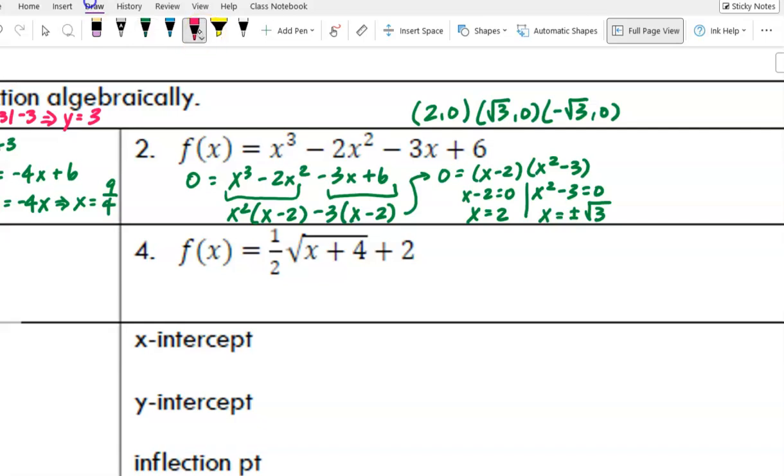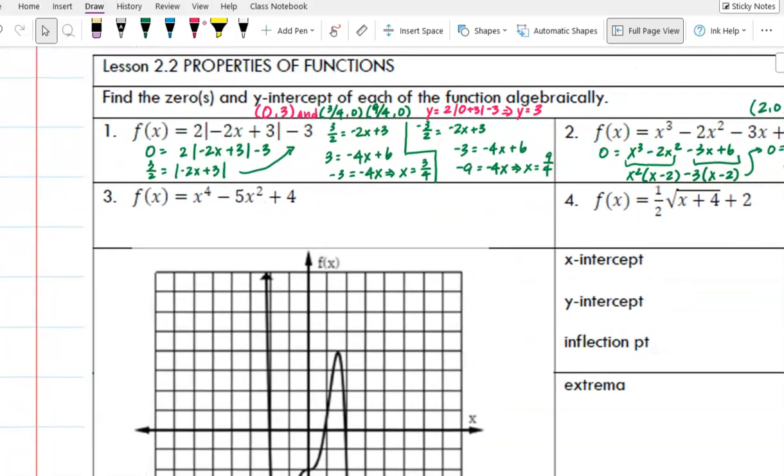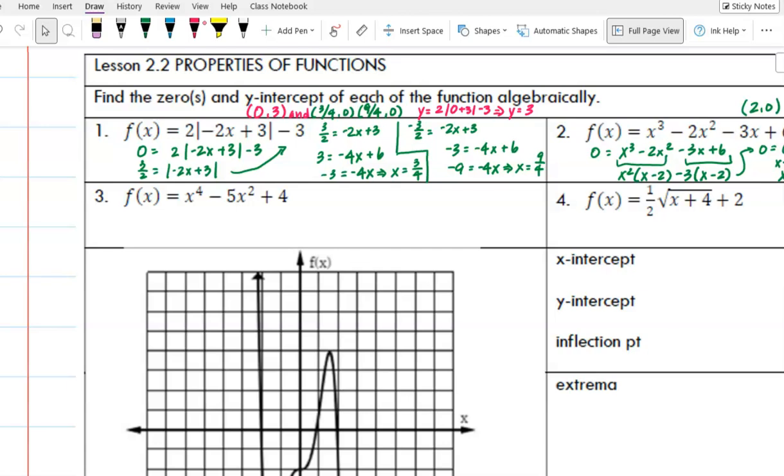Okay, and then to find my y-intercept, I'm going to put in a 0. So I get 0, 0, 0. You get the c term. Okay, everything is going to turn into a 0. So (0, 6). There you go. Okay, number 3 and 4, I just want you to check the key. Well, actually, I'll just do it here, but then you'll see it anyways.